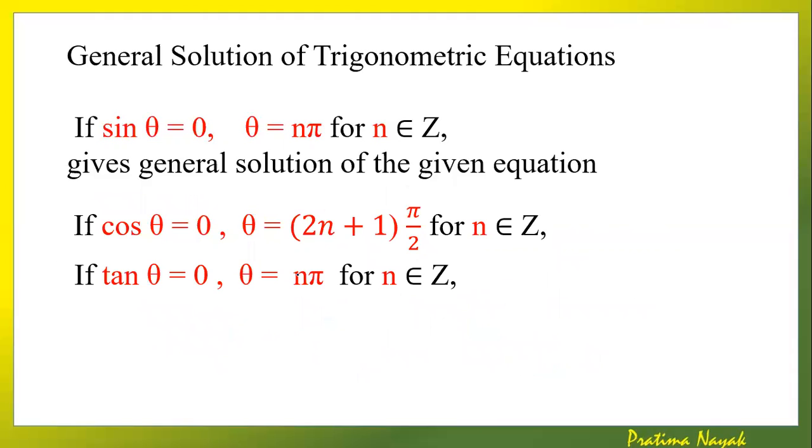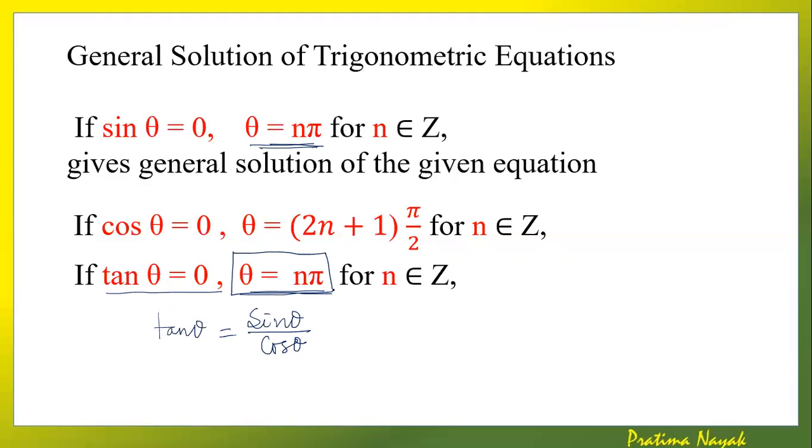Next, coming to when tan theta is equal to 0. Again theta is the same as for sin theta, because tan theta is equal to how much? Tan theta is equal to sin theta by cos theta. So whenever sin theta is 0, tan theta will be 0. Sin theta becomes 0 at theta is equal to n pi, so tan theta will also be 0 at theta is equal to n pi.